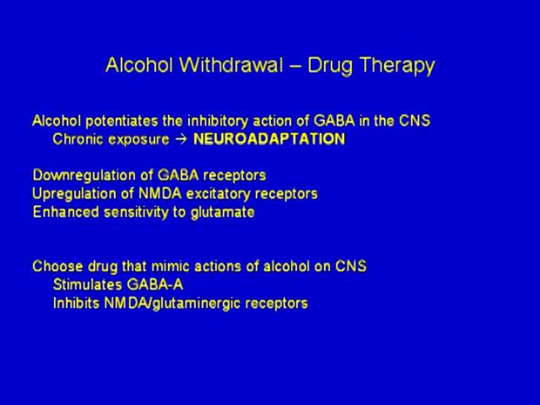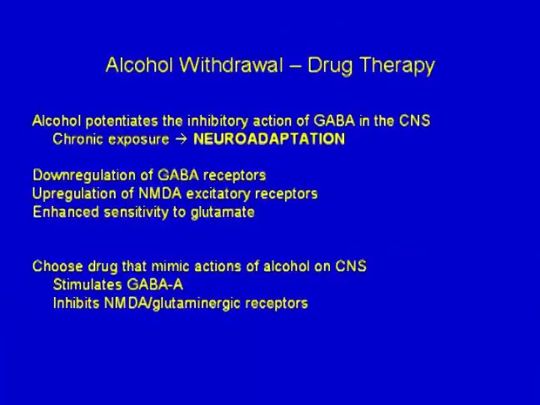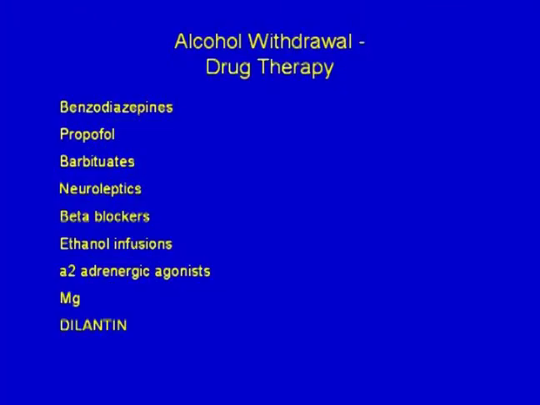And with chronic exposure to alcohol, you have neuroadaptation. So basically, your GABA receptors, the inhibitory ones, go away, and your excitatory NMDA receptors upregulate. And so basically, to prevent withdrawal, you have to give the patient something which mimics the effects of alcohol, and in turn stimulates the GABA receptors that are left and inhibits the abundance of the excitatory receptors. The mainstay of which is benzos. So there you have a list of all the medications which you could potentially use in alcohol withdrawal.